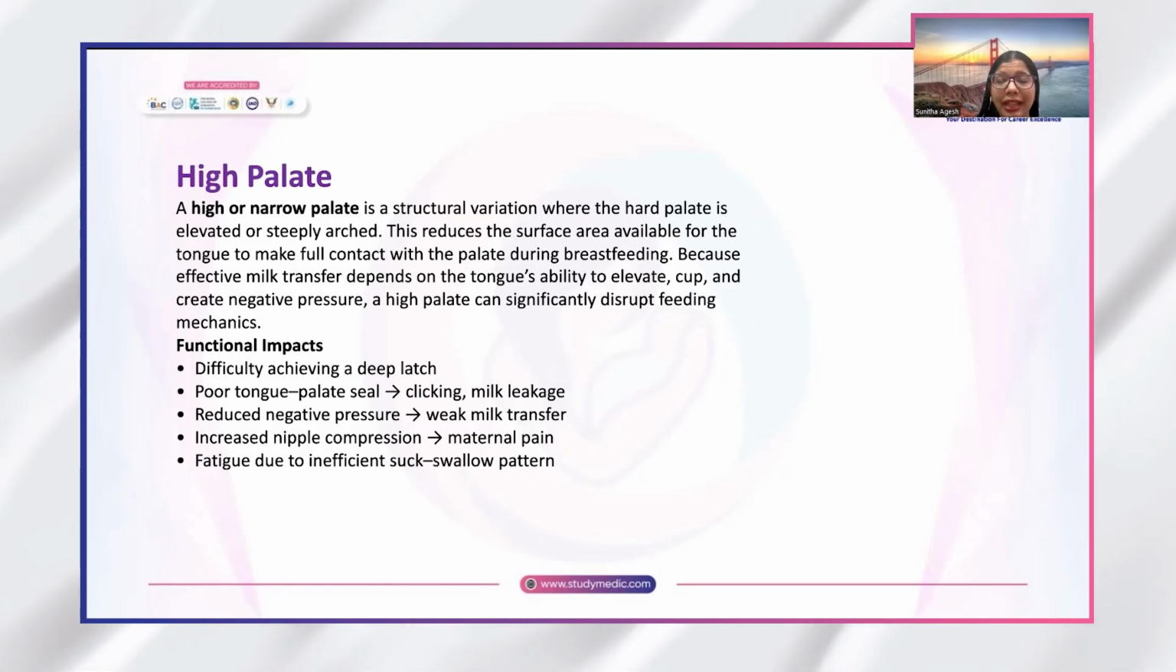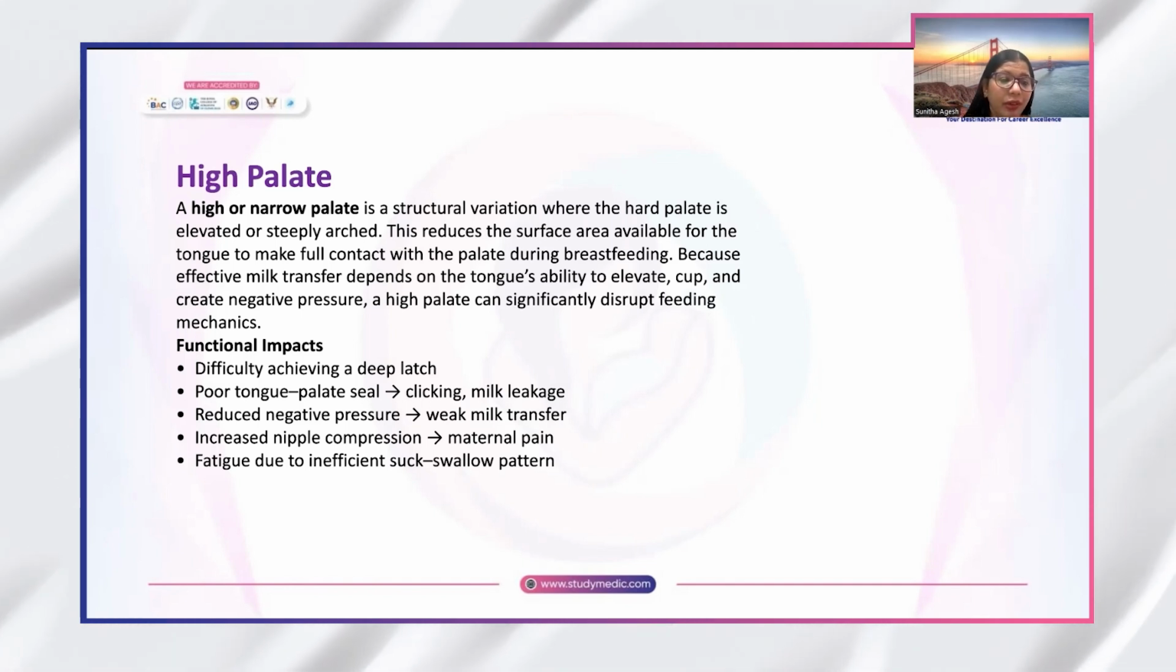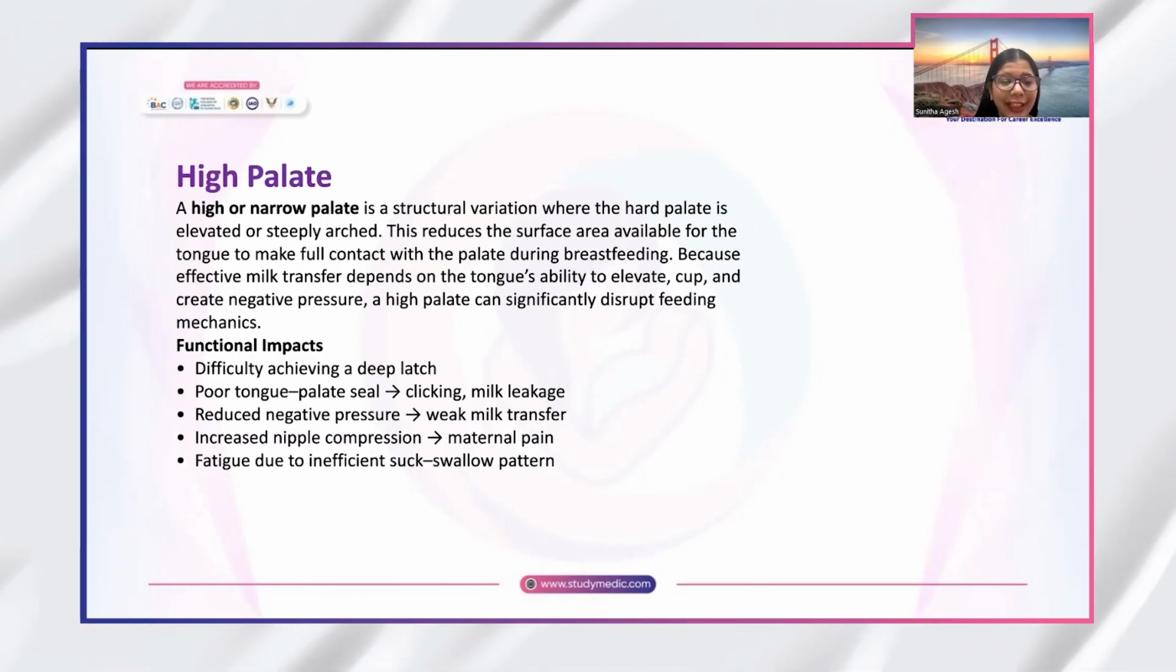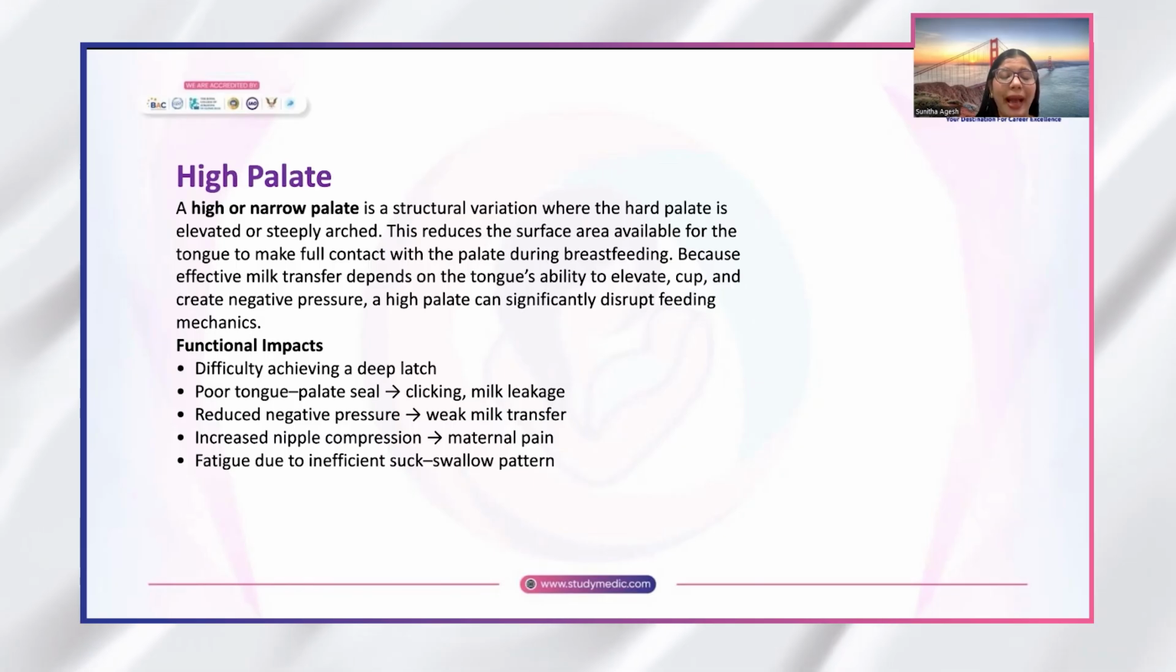Effective milk transfer depends on the tongue's ability to elevate, curve, and create negative pressure. If the palate is too high, the tongue cannot reach that high. That will impact the milk transfer. Then what are the functional impacts we can see? We can see difficulty in achieving a deep latch and poor tongue and palate seal, which will cause clicking and milk leakage. There will be reduced negative pressure because the palate is too far, and weak milk transfer.